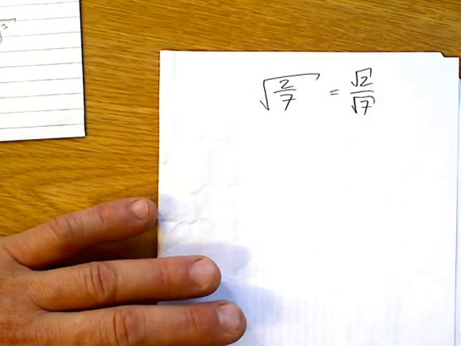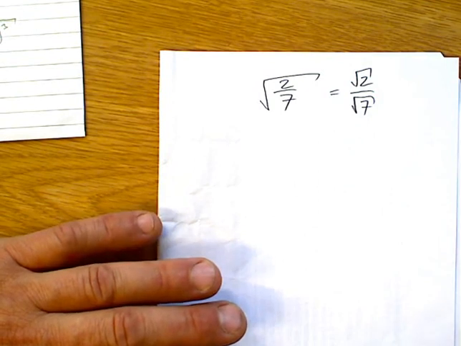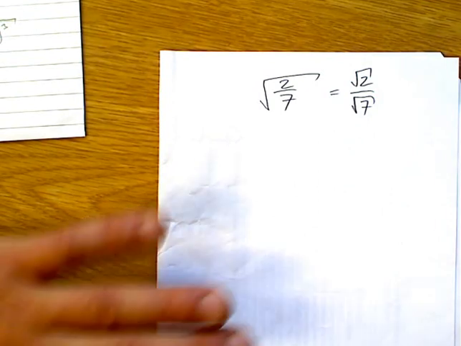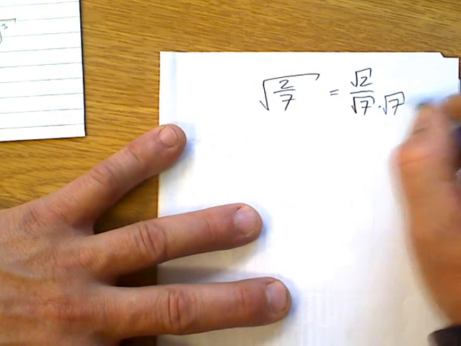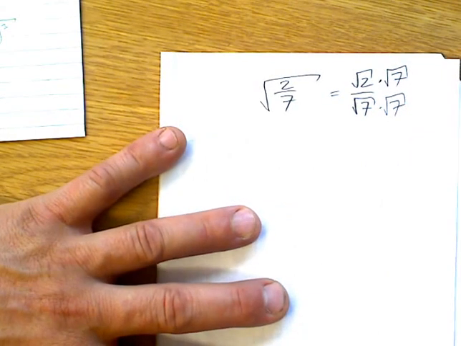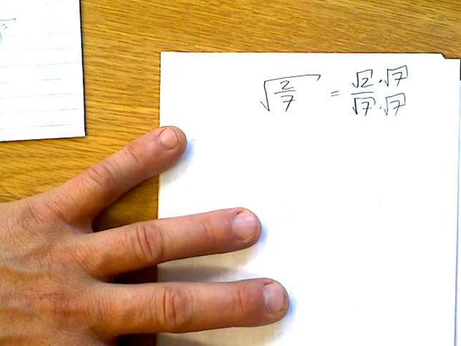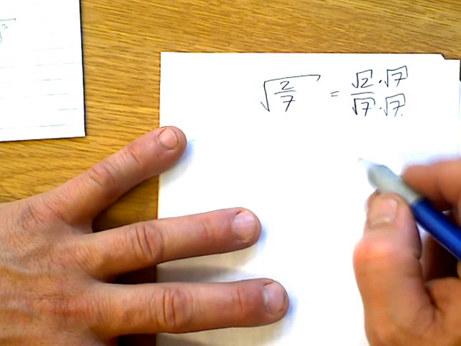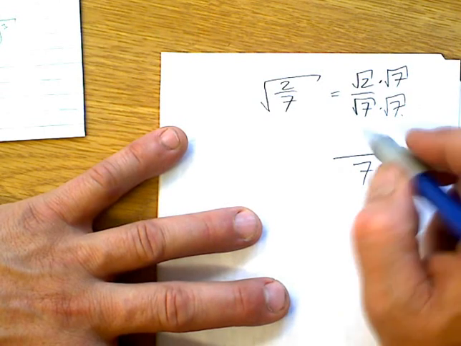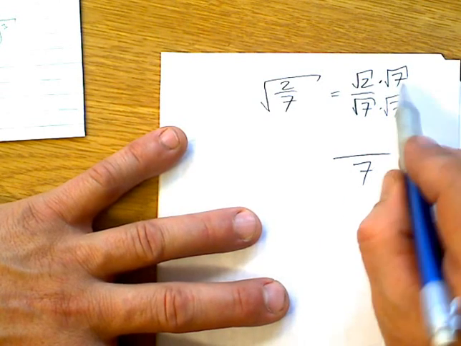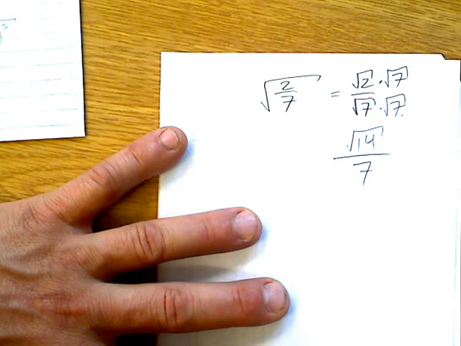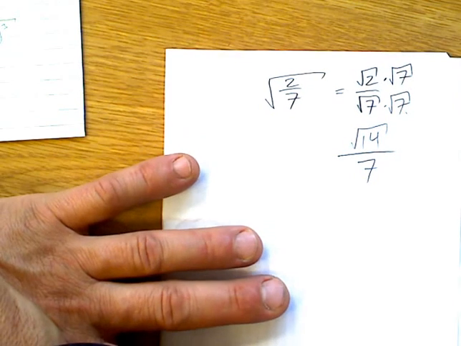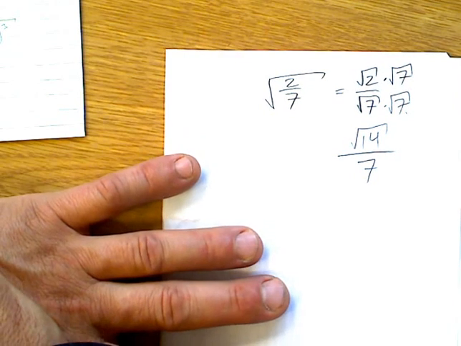So how do we get rid of the root 7 in the bottom? Well, you just multiply it by itself. And then remembering through algebra, whatever you do to the bottom, you have to do to the top if you want it to remain equal. So root 7 times 7 is simply 7. And now you have on the top, root 2 times root 7, root 14. Okay? These are the basic ideas behind simplifying radicals.